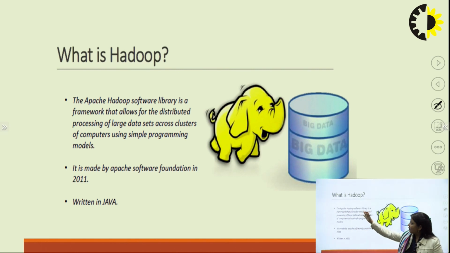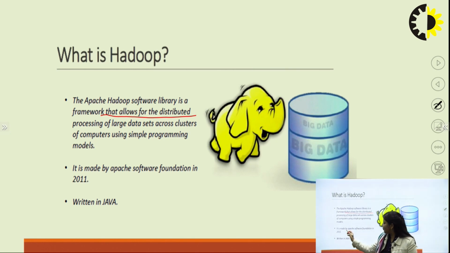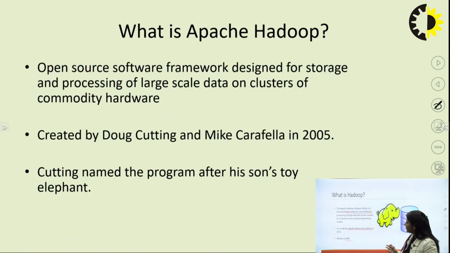So it has a library framework which allows the distributed processing of large data sets, and it was made by the Apache Software Foundation in 2011. The software was developed by the Apache Software Foundation in 2011, and it is written in Java. So this software is designed in the Java language, and its major foundation is the Apache Software Foundation.